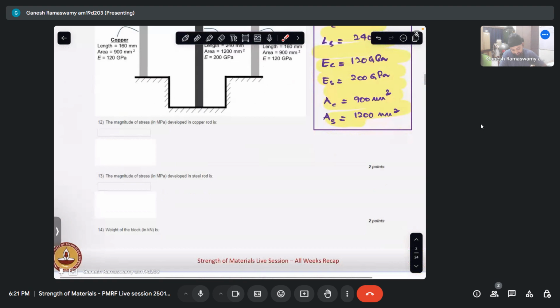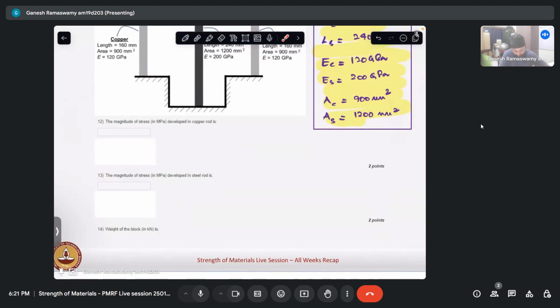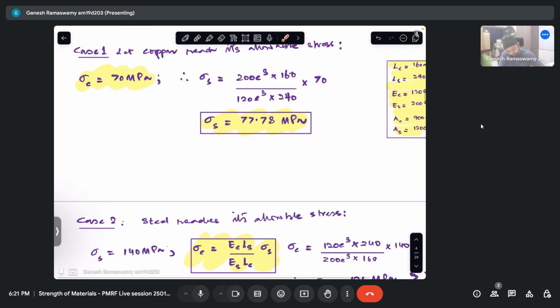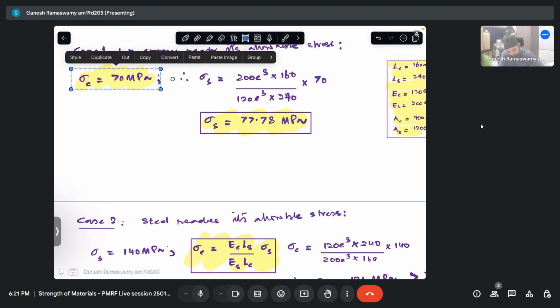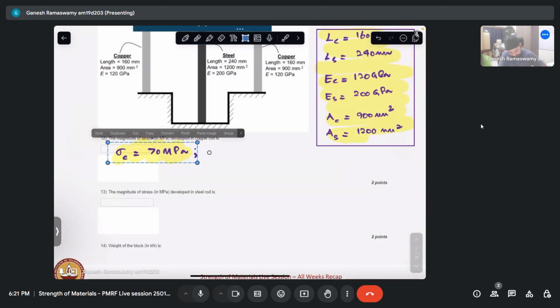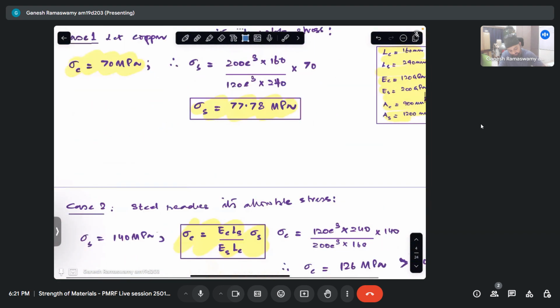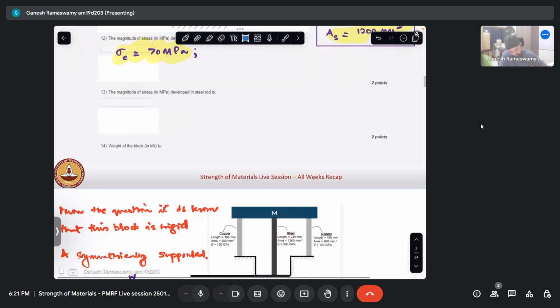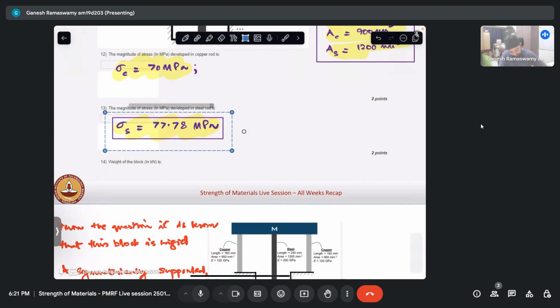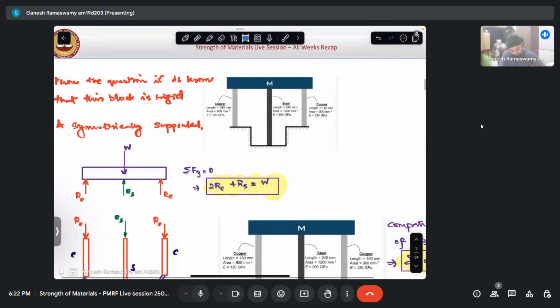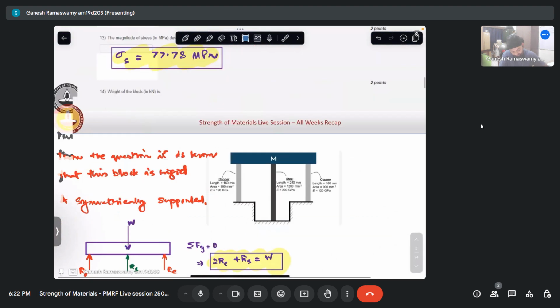The magnitude of stress developed in the copper rod and in the steel rod. So we readily have the answers here. For the copper rod, it is 70. For the steel rod, it is this quantity. And the maximum weight of the block is asked. So for that, we can use this constraint equation for the weight of the block.